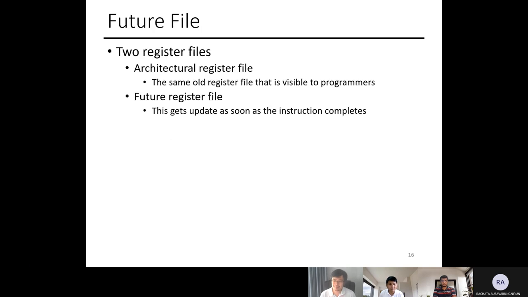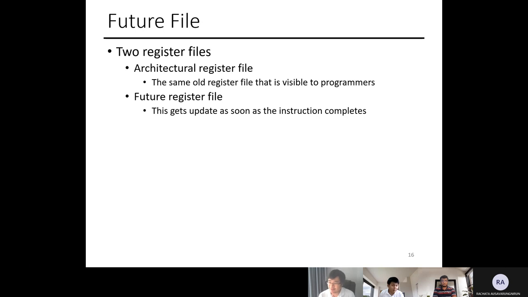Right. So the future file, again, maintains two register files. Whenever we talk about the architectural register file, this is the register file in the ISA. This is what the programmer sees. This is the same old register file that's visible to the programmer. The future register file is the one that we aggressively update with the reorder buffer entry. Like, oh, look at that entry. That entry generated my data. So if you need that data, go look at that entry.